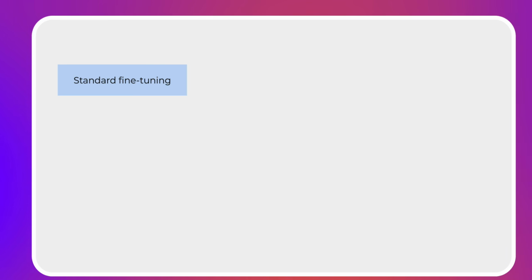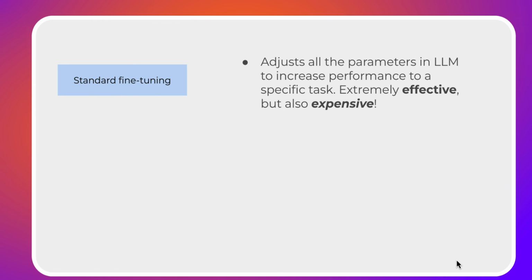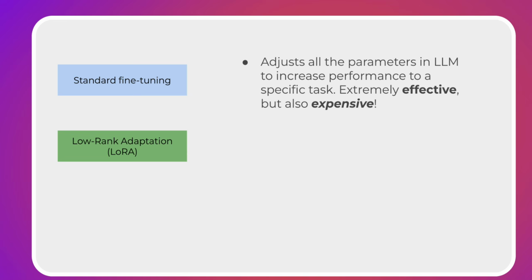Now let's look at standard fine-tuning, what it means and what it looks like. First of all, let's define it. It is the process of taking a pre-trained model and adapting it to a new task by training it on a new dataset. This process involves updating the weights of the pre-trained model to better fit the new task.